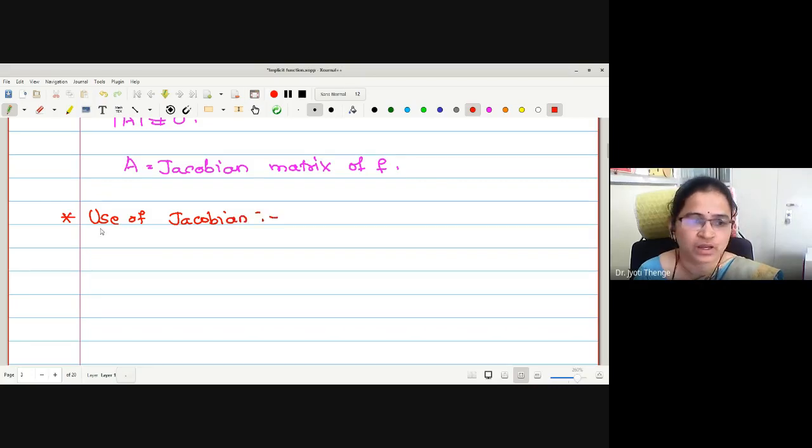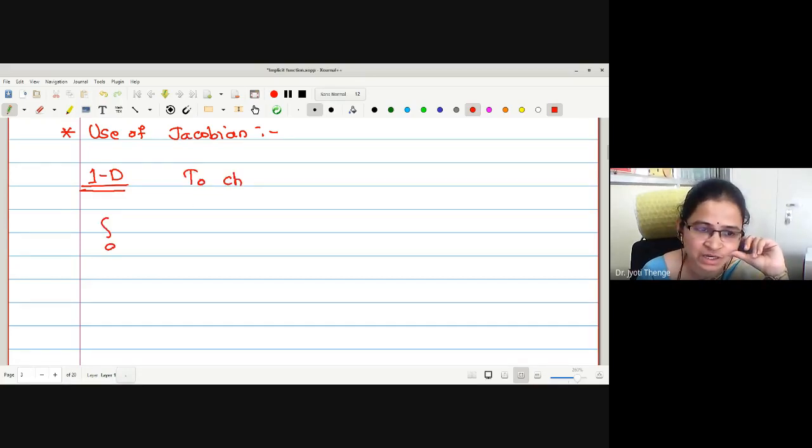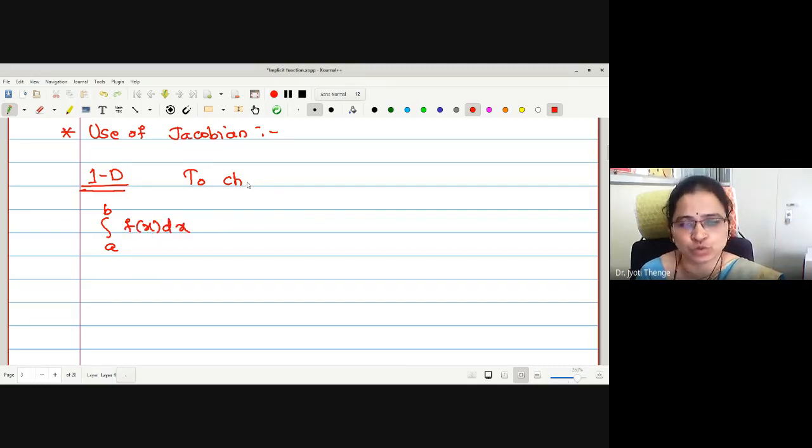Use of Jacobian. Let me start with one-dimensional space. In one-dimensional space, if I want to change the variable in an integration, how can we change it? Suppose I have the integration from a to b of f of x dx, and I want to change the variable x to u. I want to substitute x as x of u. We have changed variables many times in integration.